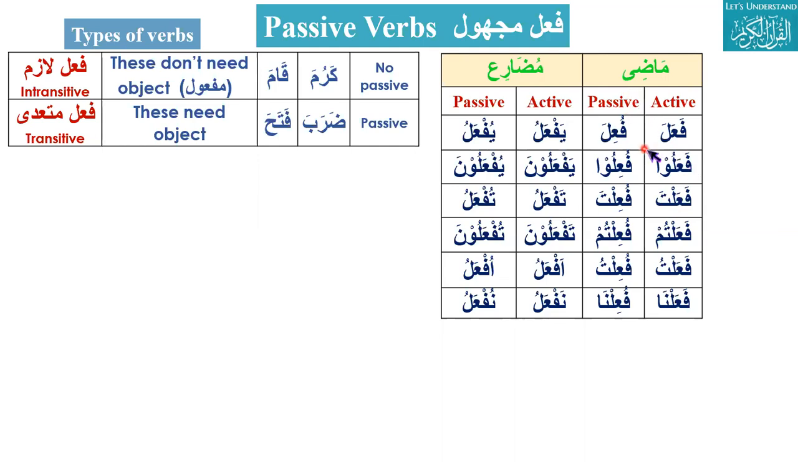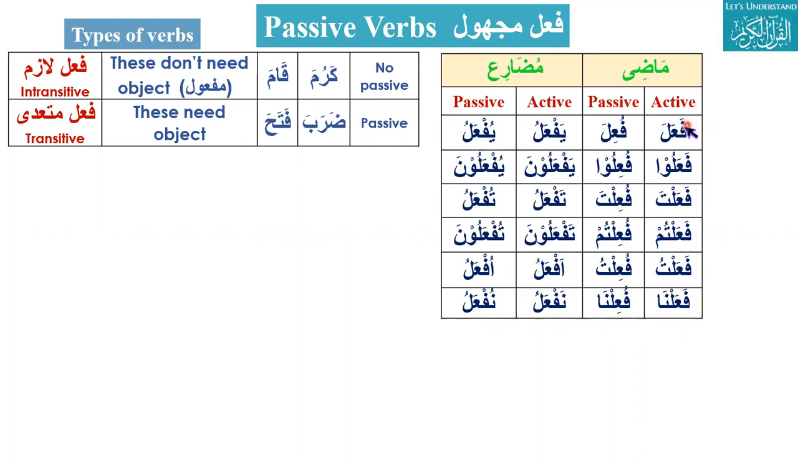Okay. Can you please fit here fataha and make it passive-wise? Futiha, futihu, futihta, futihtum, futihtu, futihna. So what is the change basically? How do you make the passive?